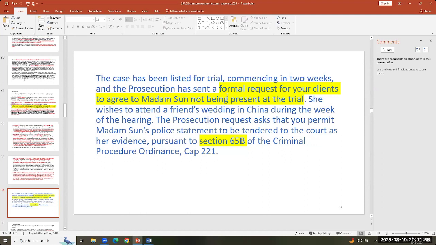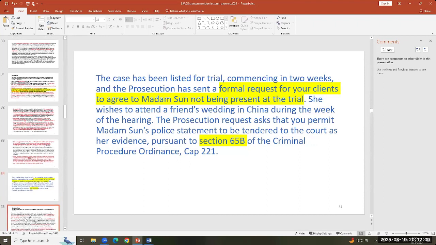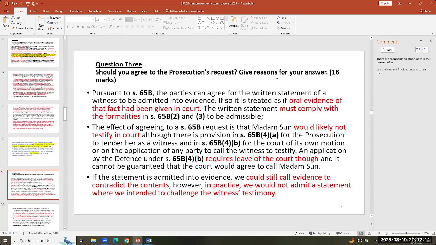So as defense counsel, you would want to cross-examine her, especially since TAC's defense is, I didn't do it, I was mistakenly identified or mistakenly arrested, right? Should you agree, give reasons, 16 marks.